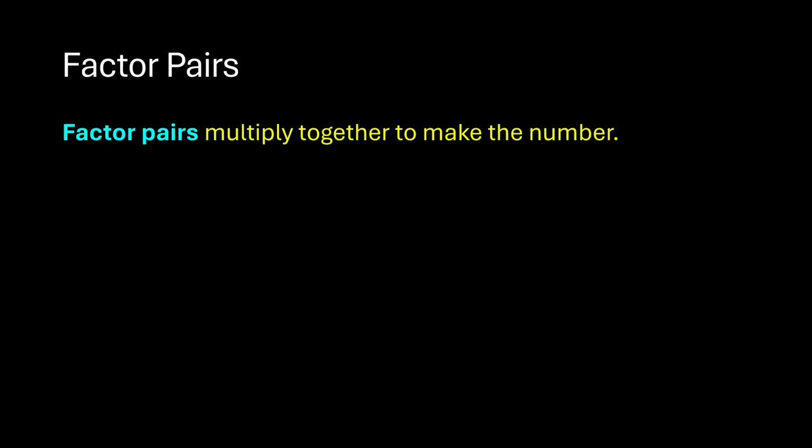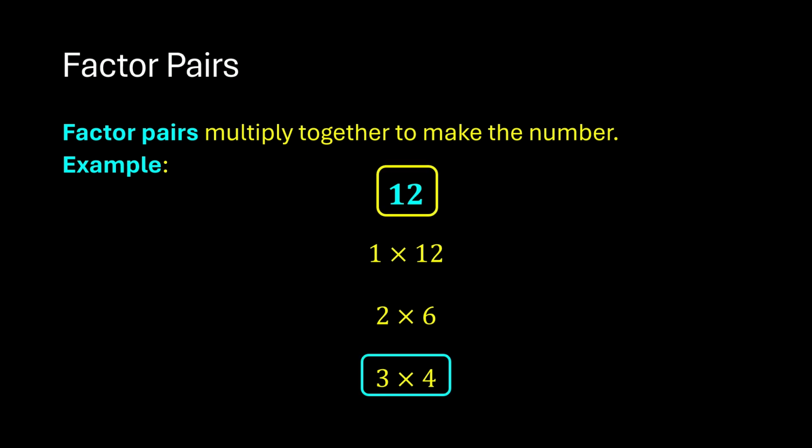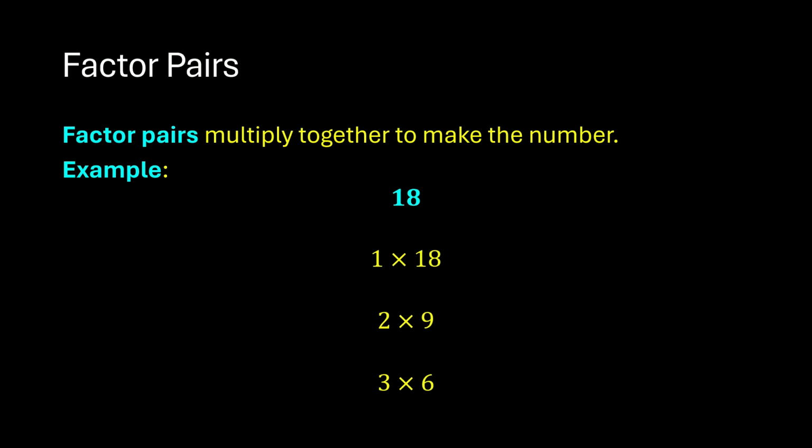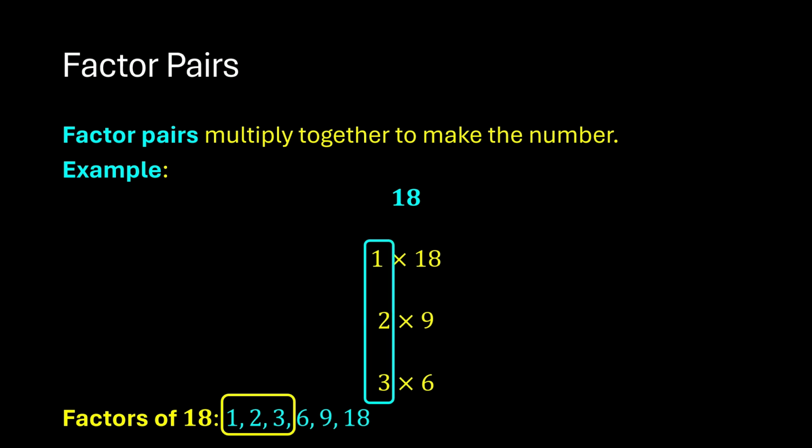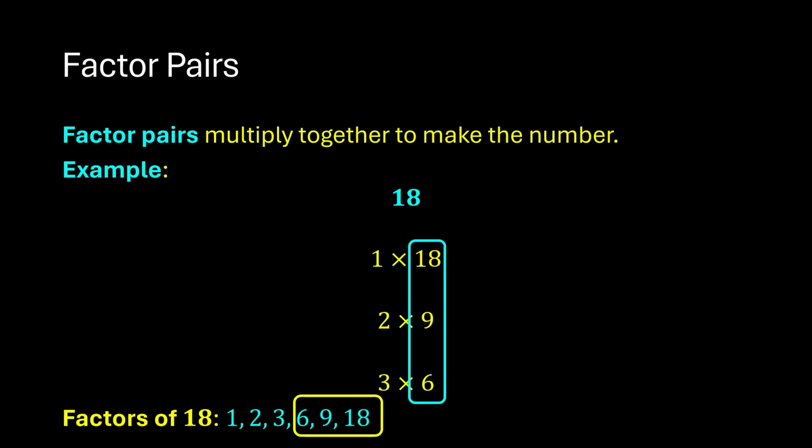What are factor pairs? Factor pairs multiply together to make the number. So for example, the number 12 can be written as 1 times 12, or 2 times 6, or 3 times 4. Similarly, the number 18 can be written as 1 times 18, or 2 times 9, or 3 times 6. And the factors of 18 are 1, 2, 3, 6, 9, and 18.